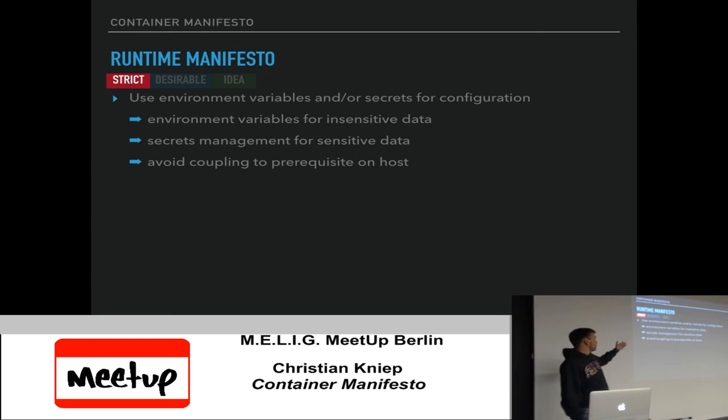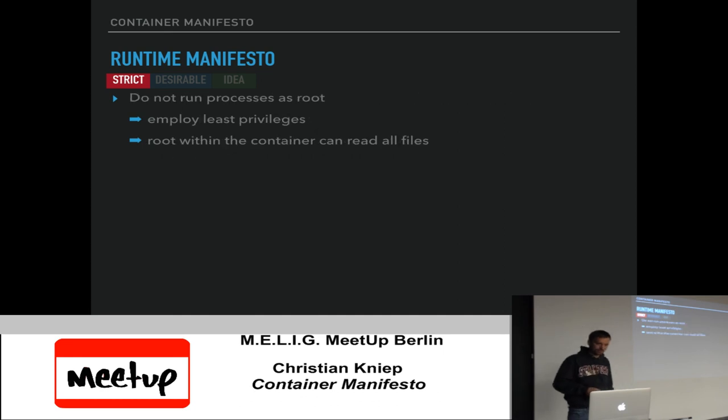What environment variables and secrets also do is avoid coupling to constraints or stuff you have to set up on your host. You could also use files, like password files or environment files on hosts. But if you start a service, then you first have to make sure that this file is present on the host that you want to start it on. So I think environment variables and secrets are much nicer.